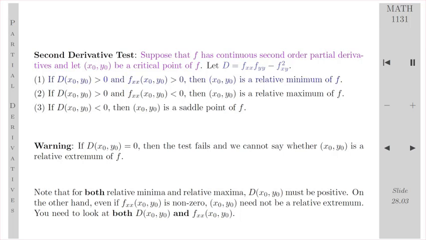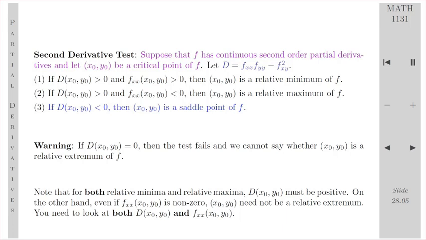Now, if the discriminant is positive and so is fxx, then (x0, y0) is a relative minimum. If the discriminant is positive and fxx is negative, then (x0, y0) is a relative maximum. If the discriminant is negative, then (x0, y0) is what is called a saddle point. I will describe this pictorially in the next session. For now, let me just say that a saddle point is neither a relative maximum nor a relative minimum.